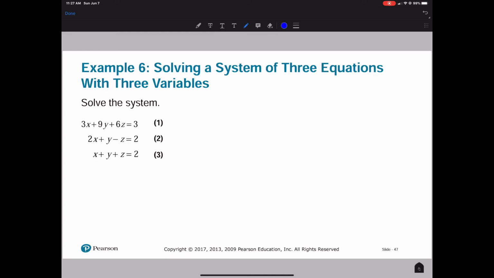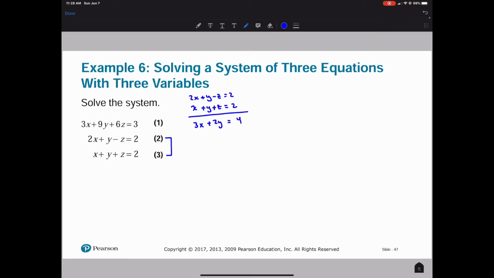Now, let's look at a system with 3 equations and 3 unknowns. Me personally, I try to find the easiest ones to eliminate first. So I'm going to use these two first, because I can get rid of z. So I have 2x plus y minus z is equal to 2. Then I have x plus y plus z is equal to 2. I'm about to add these two, so I'm going to get 3x plus 2y is equal to 4.